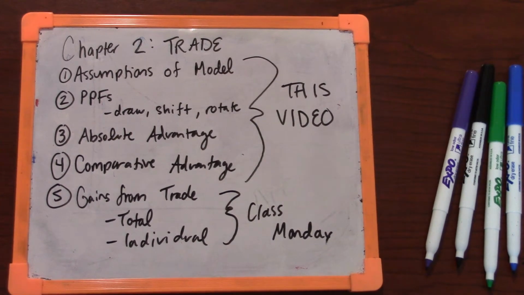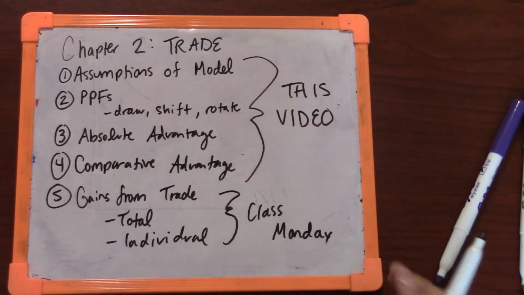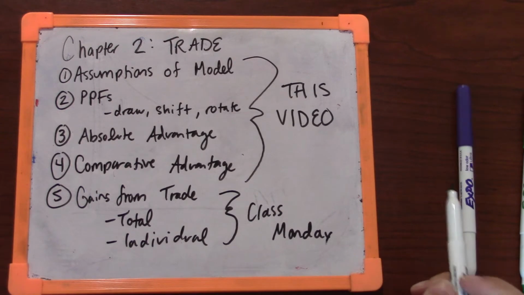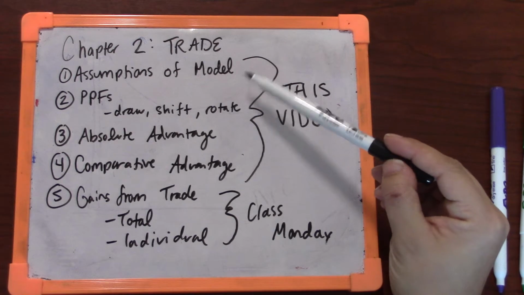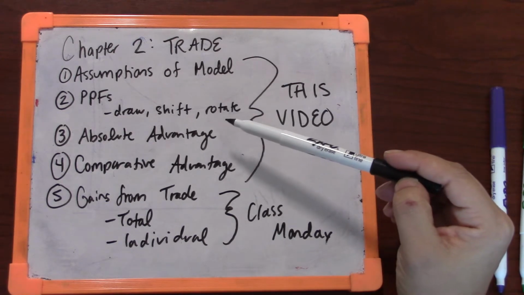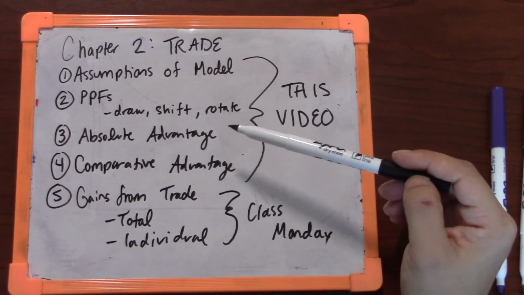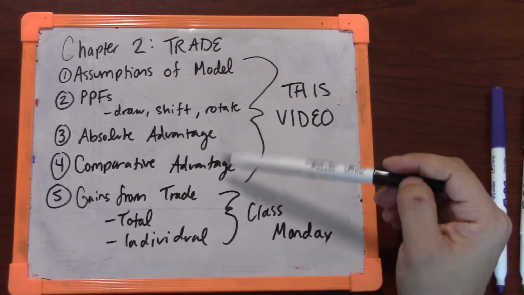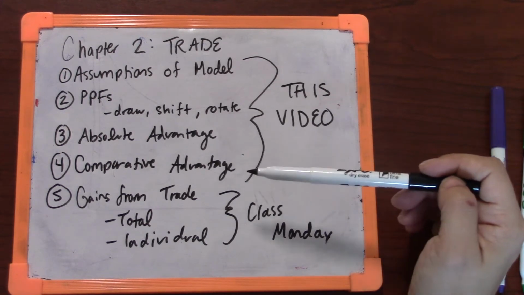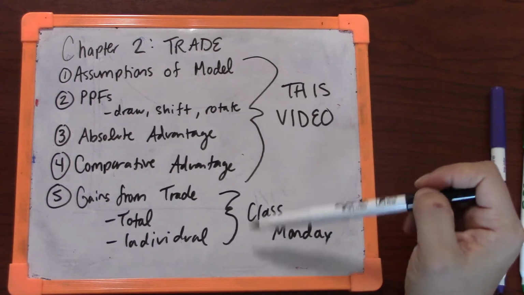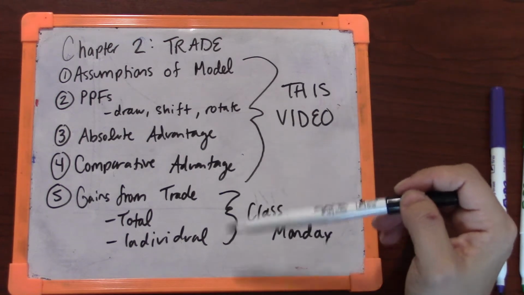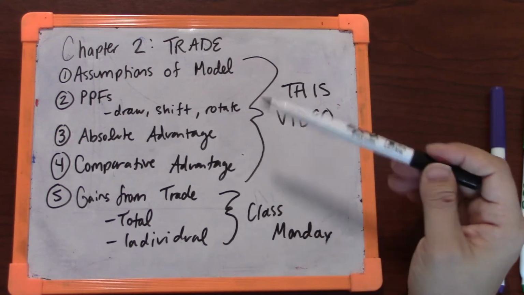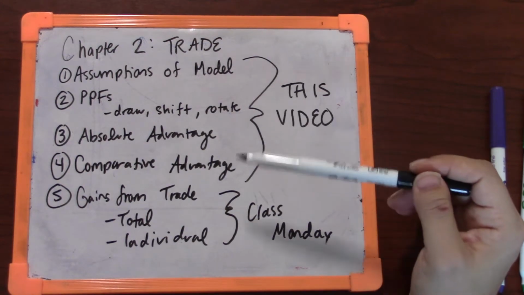Okay, here is a video that presents the first 4 parts of Chapter 2, our chapter on specialization and exchange, or trade. In this video, I'll be working you through the assumptions of the trade model, how to draw, shift, and rotate production possibility frontiers, or PPFs, what absolute and comparative advantage mean, and how we represent them and calculate them. Then we'll use all of this and build upon it in class on Monday to calculate the gains from trade, both total and individual. So again, in this video, I'll walk you through 1 through 4.